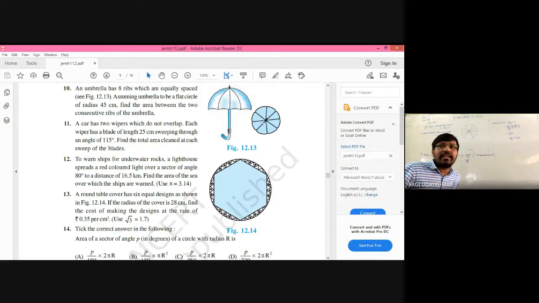So now here it is divided into how many parts? 8 ribs are given to you, so 8 ribs are dividing the umbrella into 8 sectors, which you need to mention. Here, 10 sectors, divide by 10. There, 8 sectors, divide 360 degrees by 8. Whatever angle you get, with that angle you need to do it. I think it is not complicated. Area between the two consecutive ribs of the umbrella means area of the sector only. Can you do it?